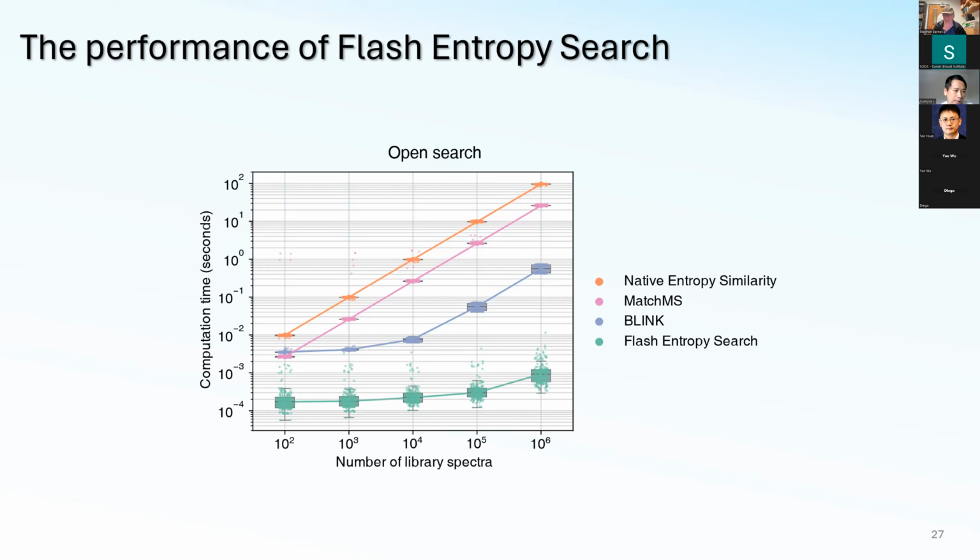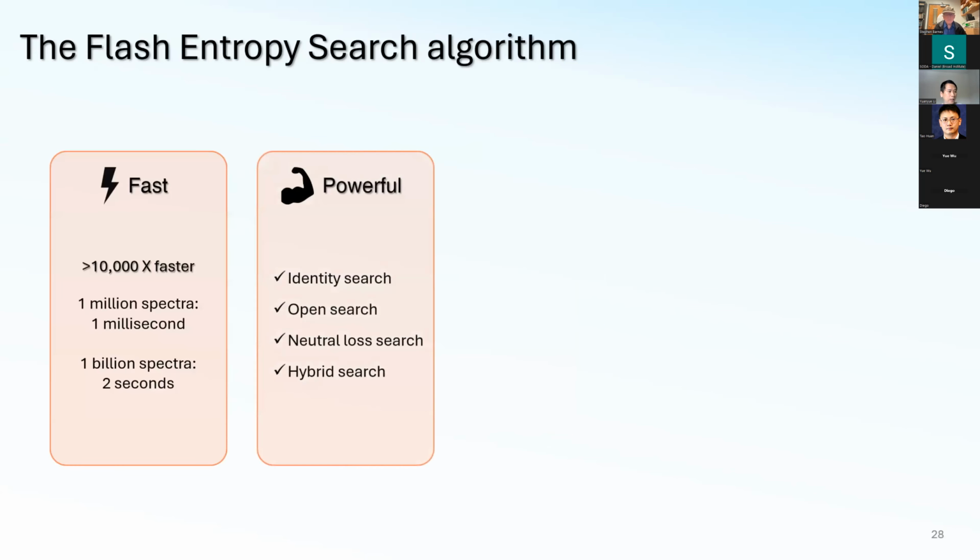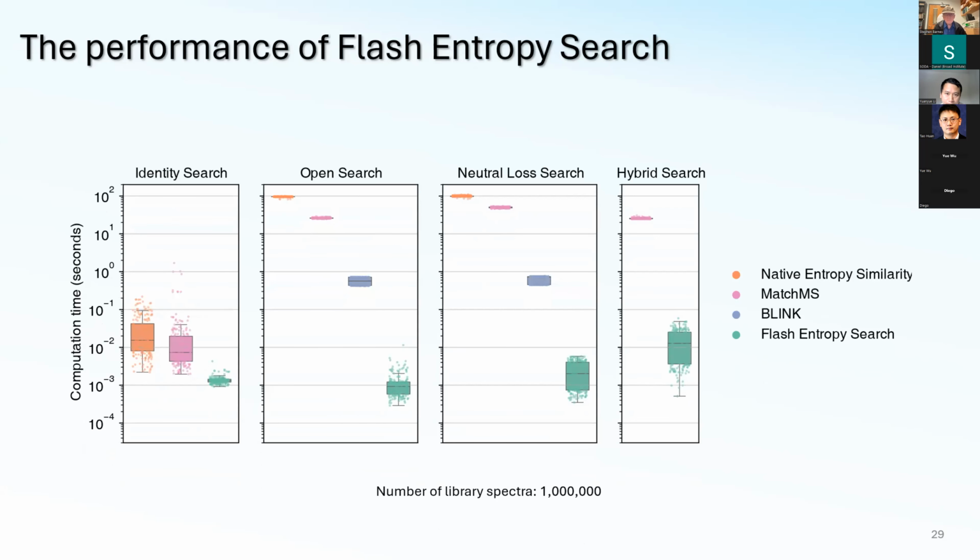We also compared 3 different algorithms, and our method is much faster than the other methods. The second advantage of our method is that it is powerful. It can calculate identity search, open search, neutral loss search, and hybrid search. Here we also randomly selected 200 spectra and searched against the 1 million library. In those 4 different types of search, we can see it always has very good performance.